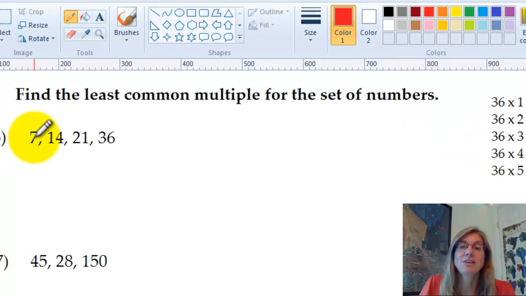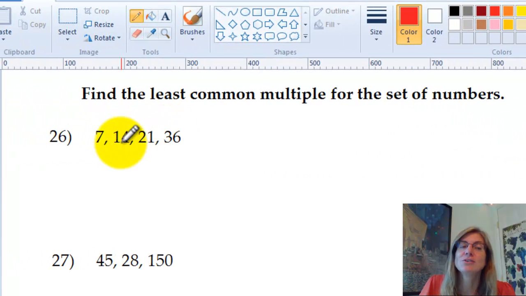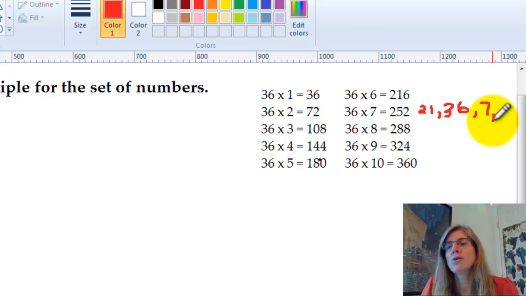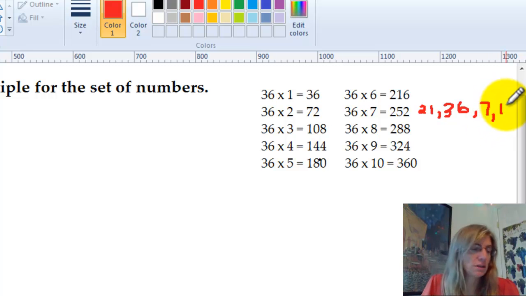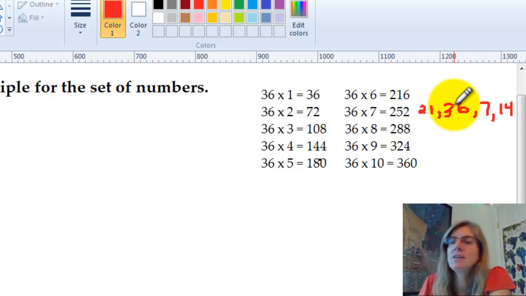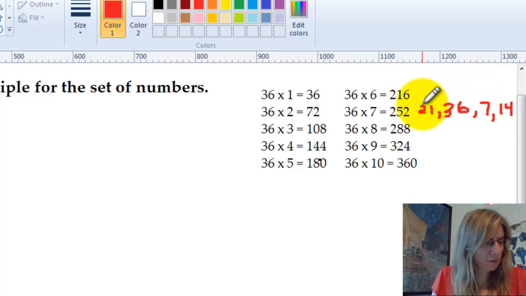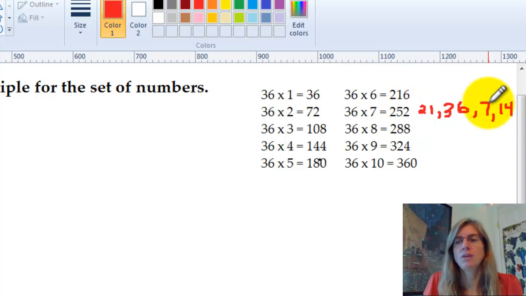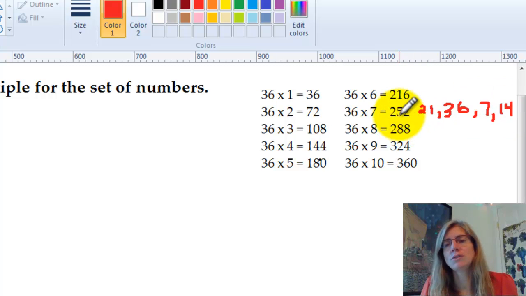And look at this, we got 7, 21, 36. All we have to do is see if 14 goes into it, and we will have found the least common multiple. So we know that all these numbers go in. 14 times 18 is 252. So 36 times 7 is 252. 21 times 12 is 252. And 14 times 18 is 252. So that's our least common multiple.